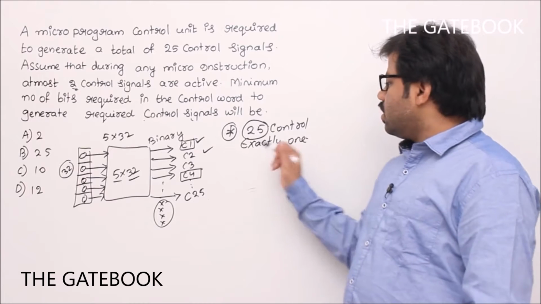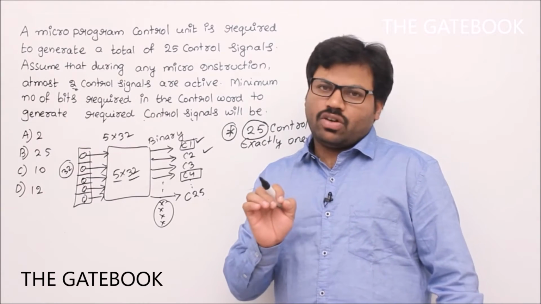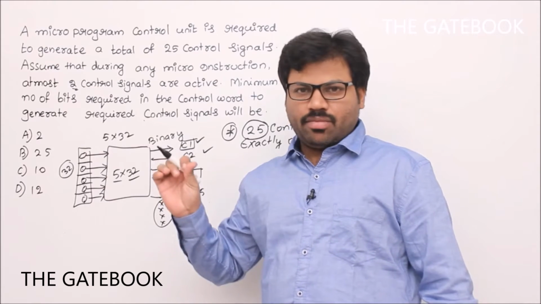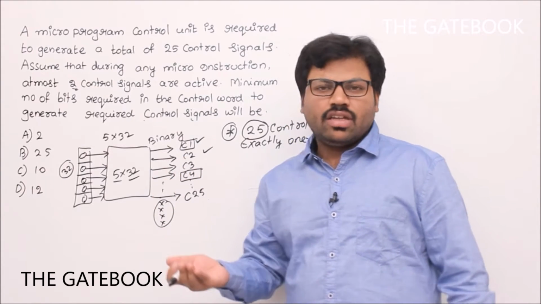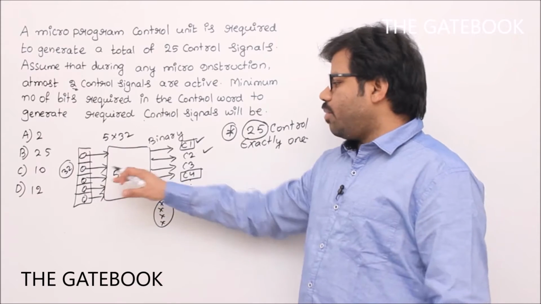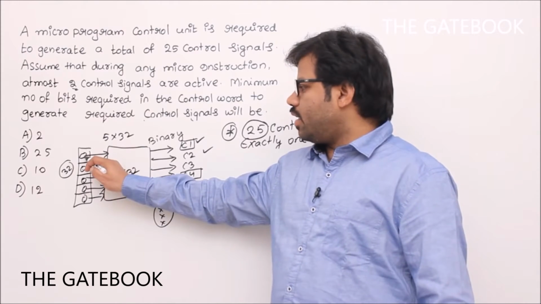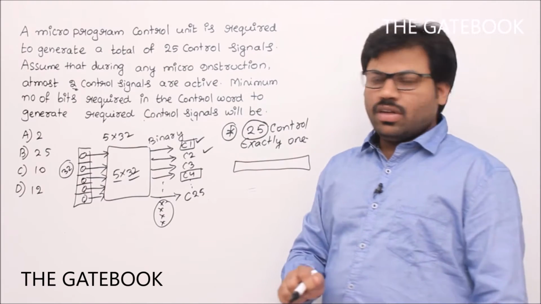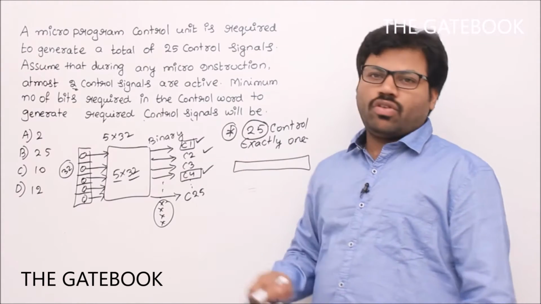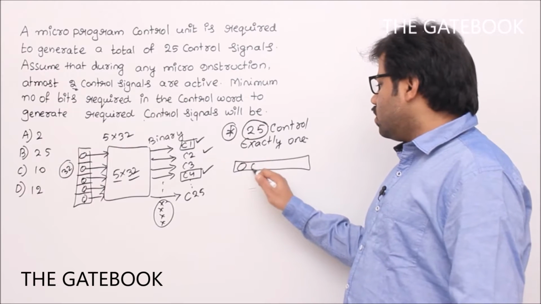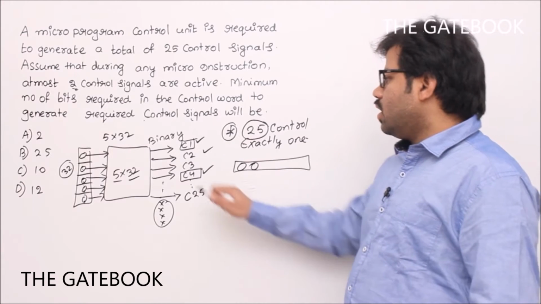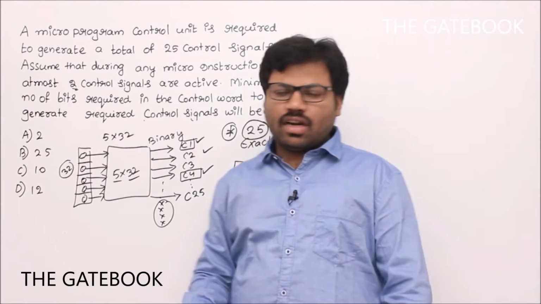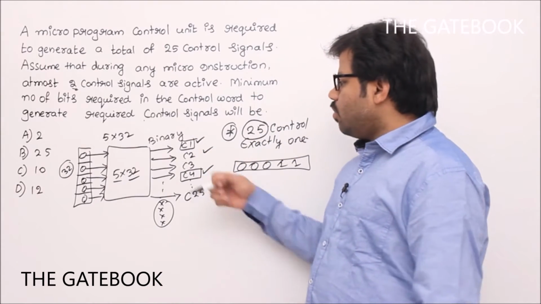So my question is, you have 25 control signals and exactly 1 control signal you have to generate at any time, at any micro instruction. Then what I can do is use a 5x32 decoder with a control word of 5 bits. For example, if I really want to activate C4, I use a control word like this, 0 0 0 1 1, I can use anything, we can plan it, not a problem. So that is about the decoder.